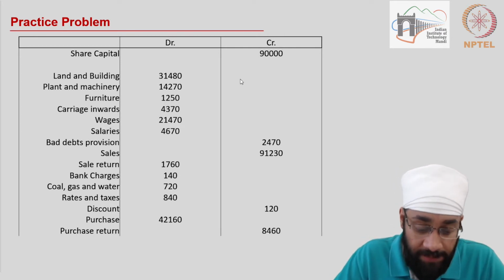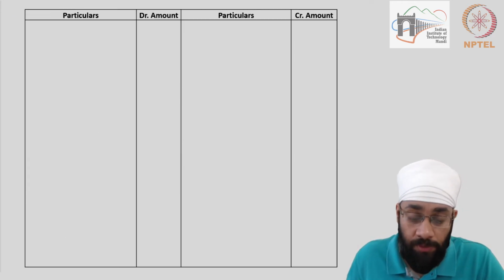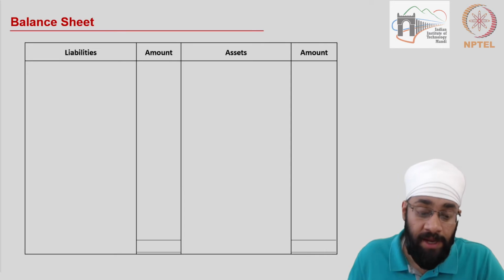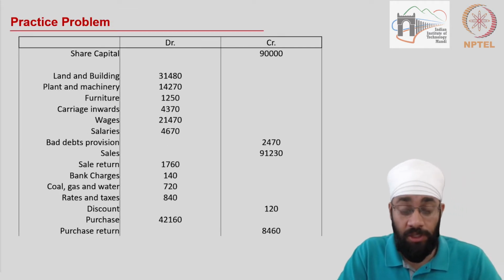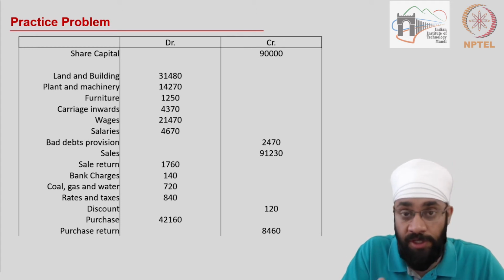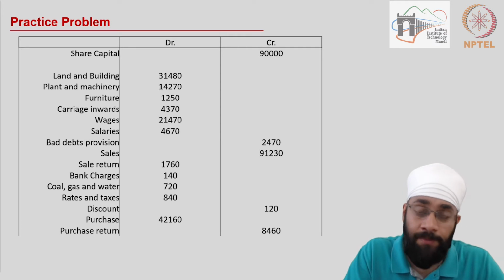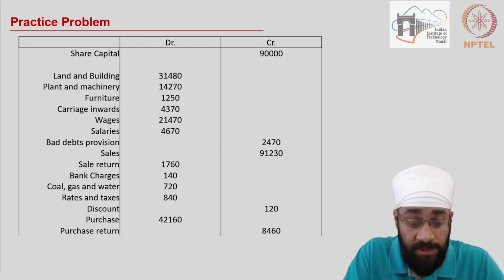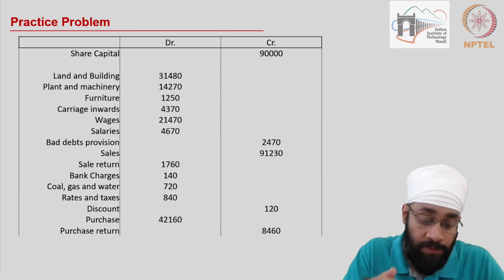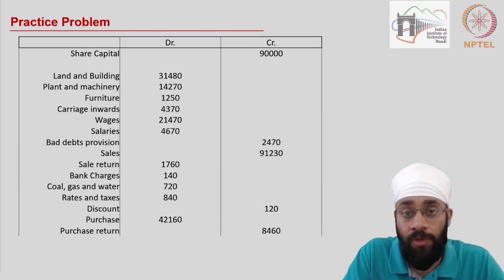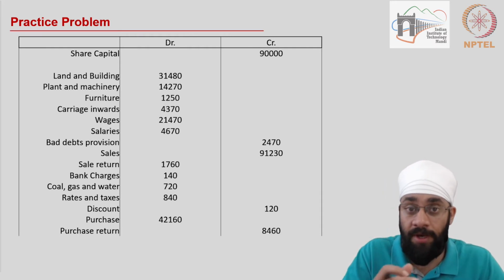Using this trial balance, we are going to prepare both the profit and loss account, trading and profit and loss account, and the balance sheet. So we're going to follow the same process. The learning objective of this practice problem is to use a large number of items and post them to both these statements at one go, and also learn some of the new items, get habituated to some of the new account balances that are here in this practice problem. So let us get started.